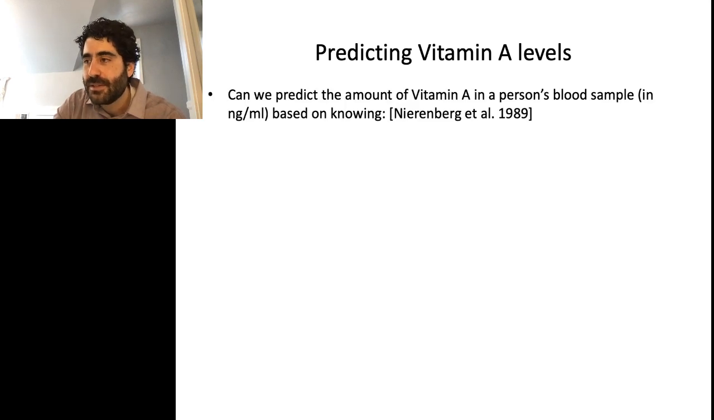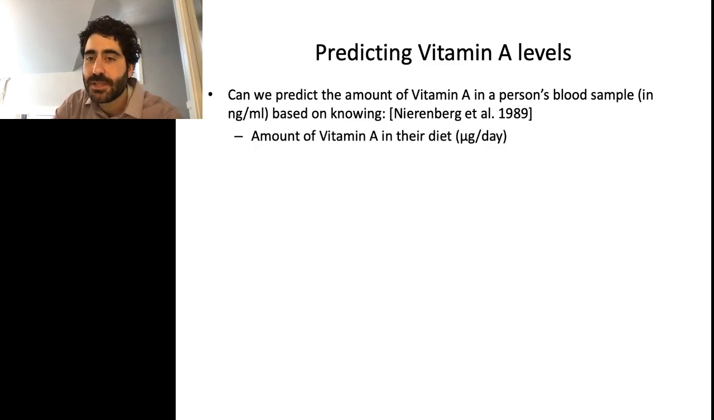So this is a real data set about the amount of vitamin A that is circulating in a person's bloodstream. In this experiment, they took blood samples from people and measured how much vitamin A they had. And we also know some other things about them. First of all, we have an estimate of how much vitamin A they're eating. This is just an estimate, but they had people keep diaries about what they're eating, and then they made a rough estimate of their vitamin A consumption. And so this is a continuous scale variable.